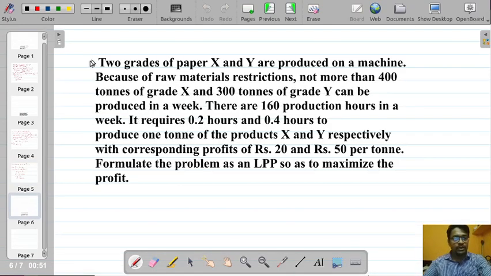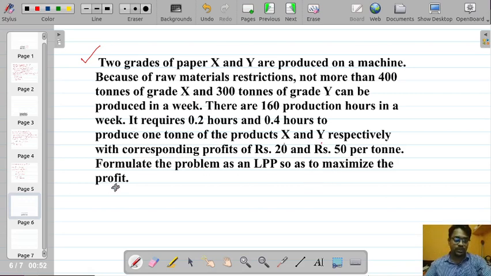Similarly you have another problem. Let us have a look at this problem also. Two grades of paper X and Y are produced on a machine. Because of raw material restrictions, not more than 400 tons of grade X and 300 tons of grade Y can be produced in a week. There are 160 production hours in a week. It requires 0.2 hours and 0.4 hours to produce 1 ton of the products X and Y respectively, with corresponding profits 20 and 50 per ton. Formulate the problem as an LPP so as to maximize profit.